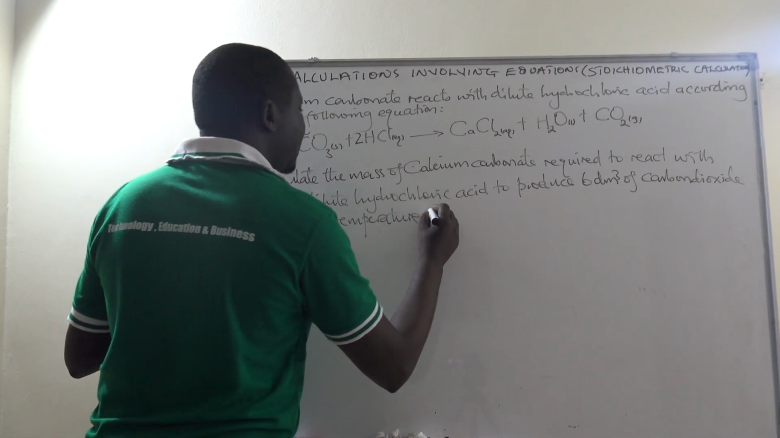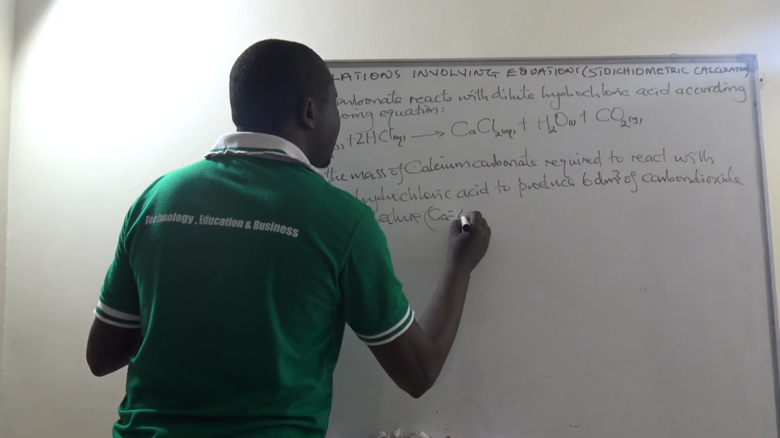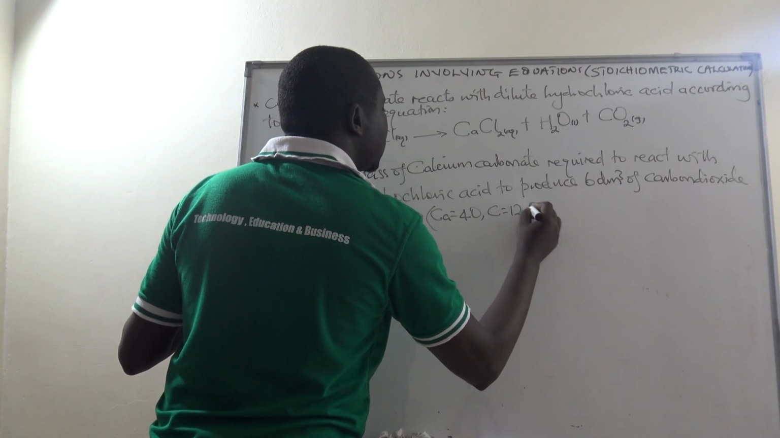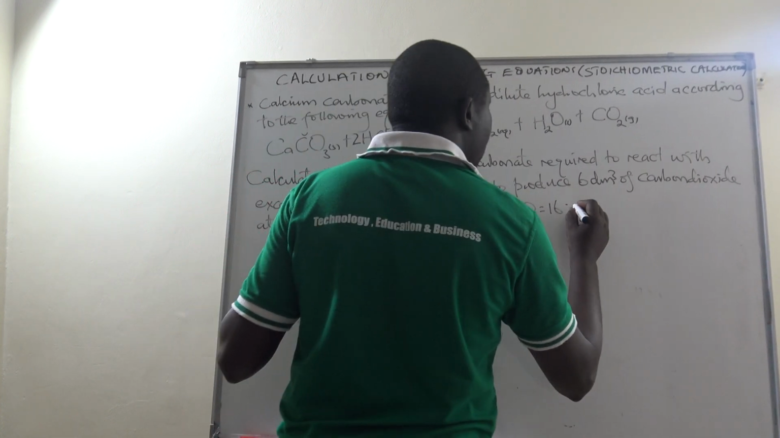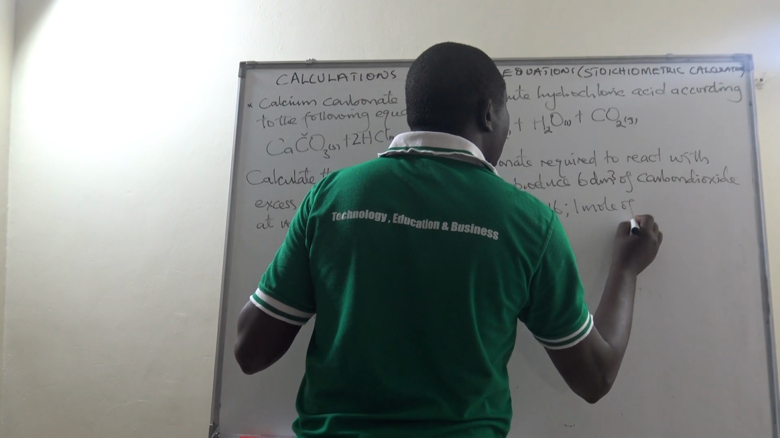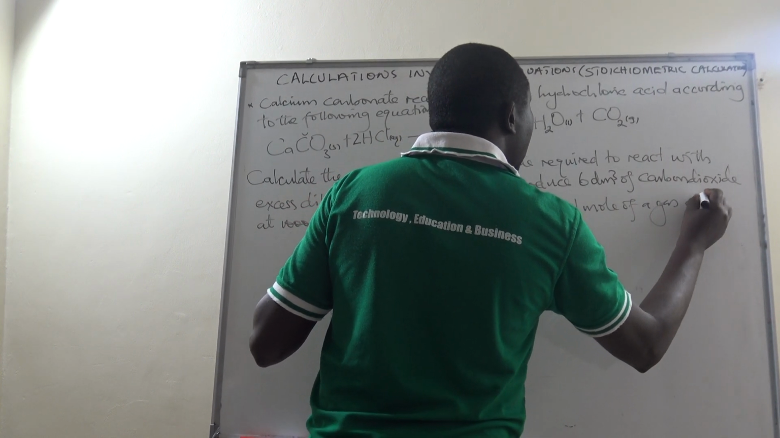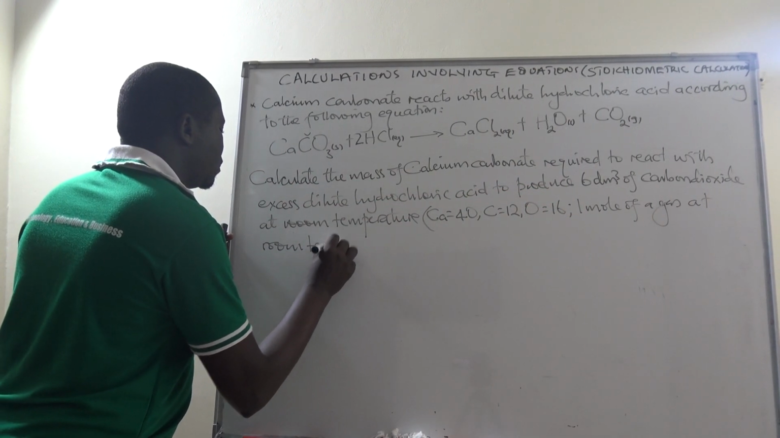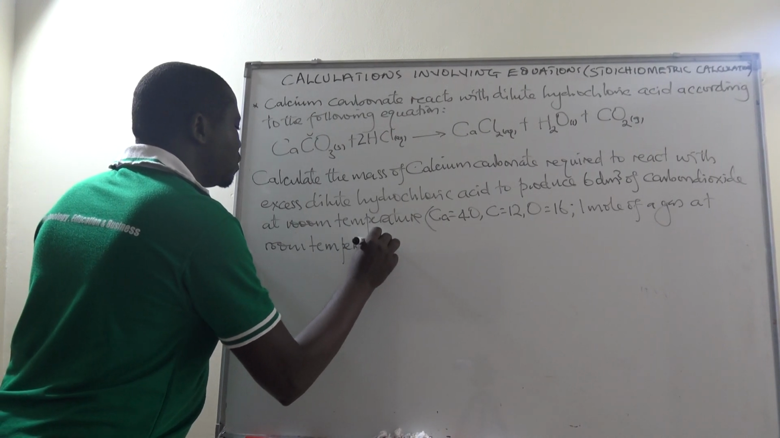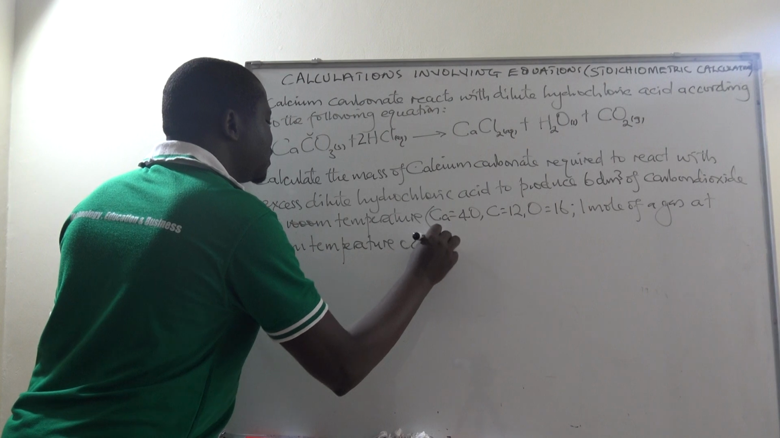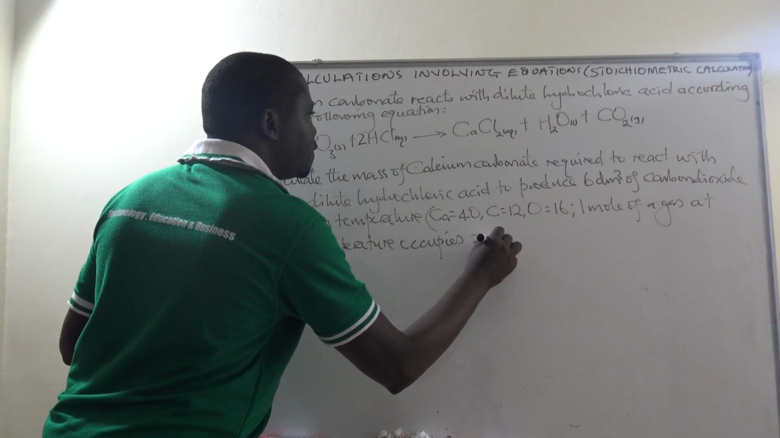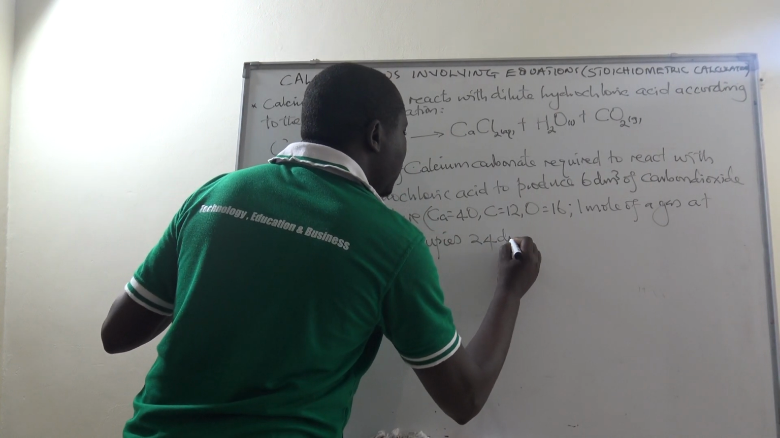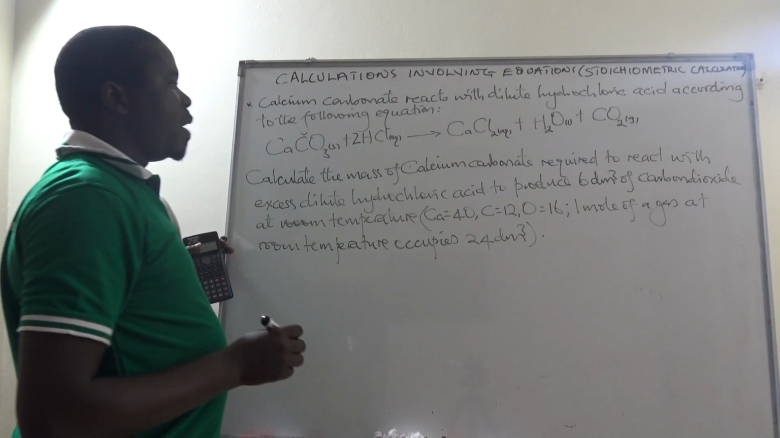Again, we have the relative atomic mass of calcium being 40. We have got the relative atomic mass of carbon being 12. Oxygen is 16. Then the molar gas volume: 1 mole of a gas at room temperature occupies 24. The unit must be the same, 24 cubic decimeters. Okay, we are good to go.